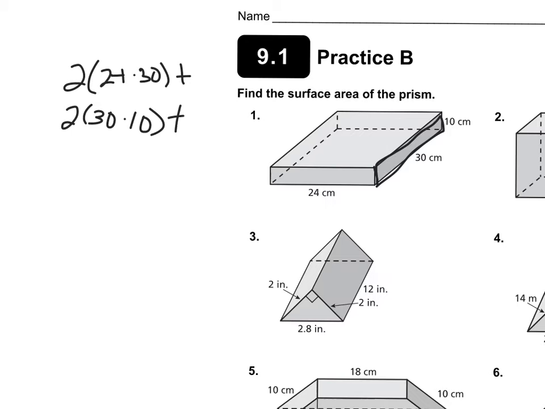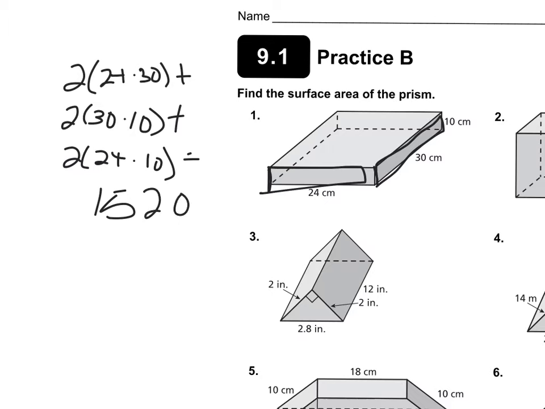And then we did the top, bottom, now we have the front. So 24 times 10, and I have 2 of those because front and back. So 2 times 24 times 10. Okay, and then if you added those all together, you should get 1,520 centimeters squared. But right now, I want to show you guys another way of doing this same exact problem that may save you a little bit of time, okay?